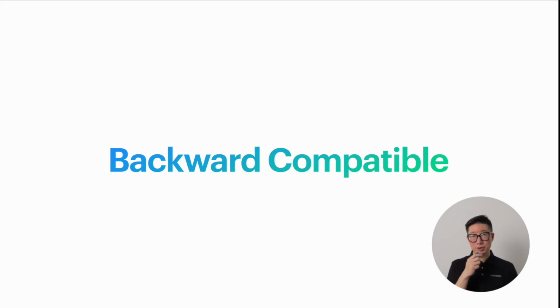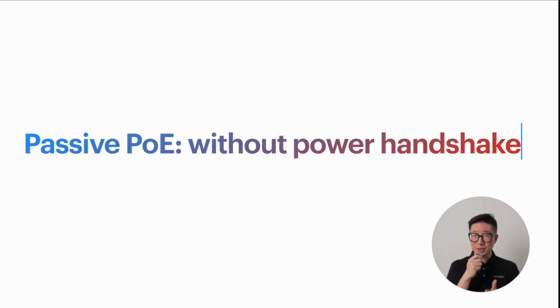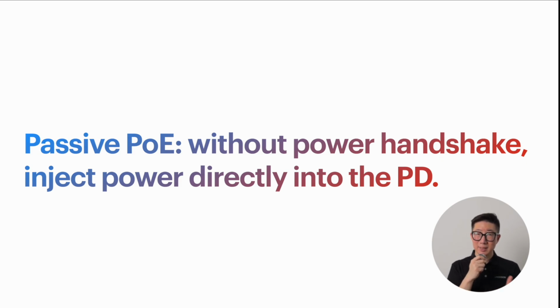But the reverse isn't true. If you plug a power-hungry BT device into an older AF or AT switch, it simply won't get enough juice to power on or function properly. This compatibility works only when both ends follow the IEEE standards. Now, here's the catch. Non-standard PoE devices exist, often called passive PoE, and these skip the handshake and just inject the voltage onto the cable. It's like plugging your phone directly into a car battery without checking the compatibility.